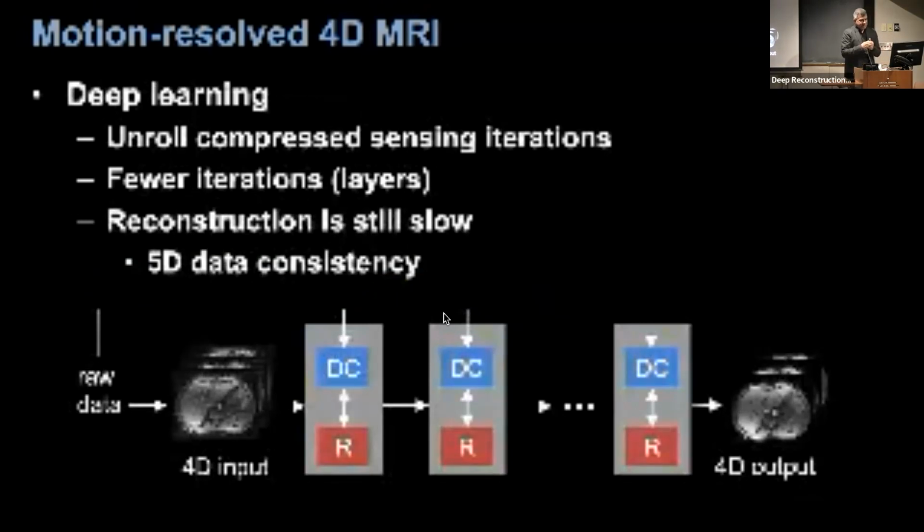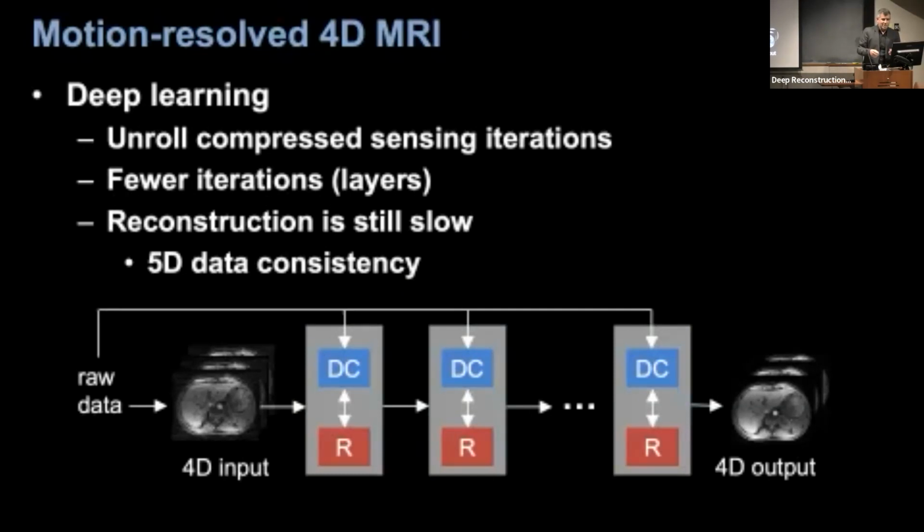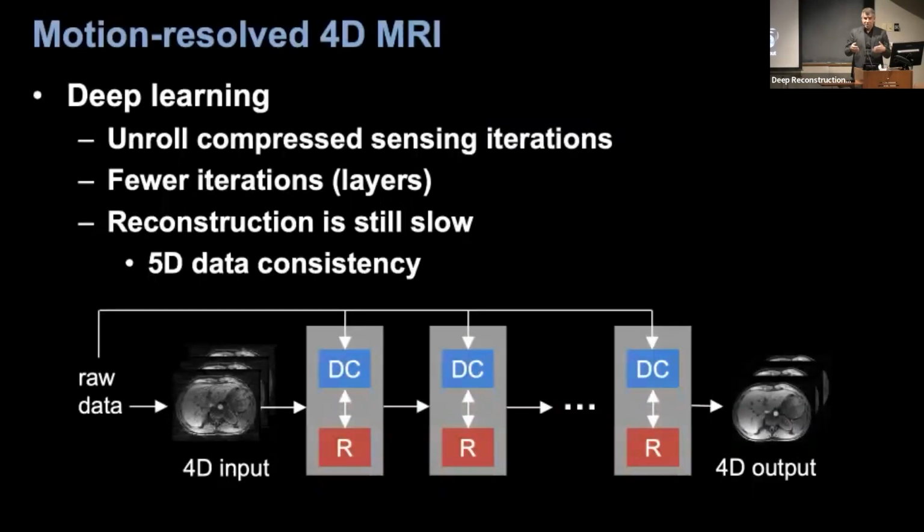Previous work on deep learning tried to unroll these compressed sensing iterations. Now we can reduce the reconstruction time since we have fewer layers in the network, but the reconstruction is still not that fast. We're still using data consistency in each layer. This data consistency is particularly important because it avoids hallucinations, so that the network can generalize from the training and cannot hallucinate.